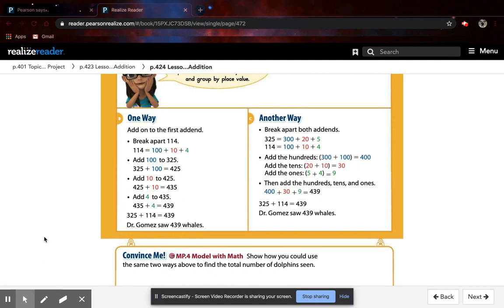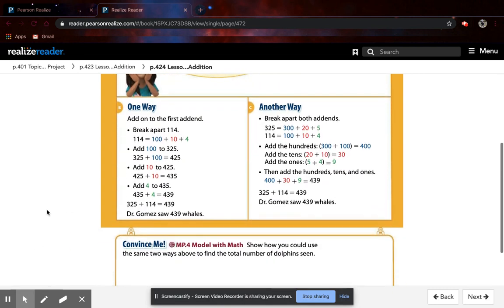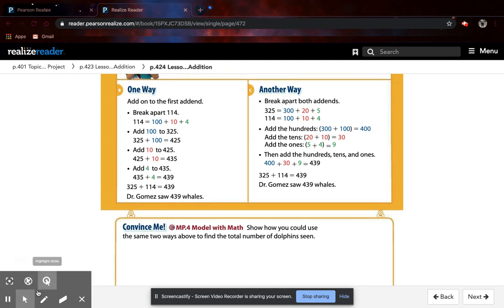One way, add on to the first addend. So add on to the first number. Okay, that's all that they're talking about. So, adding on to, pick whichever one you want to be your first number.